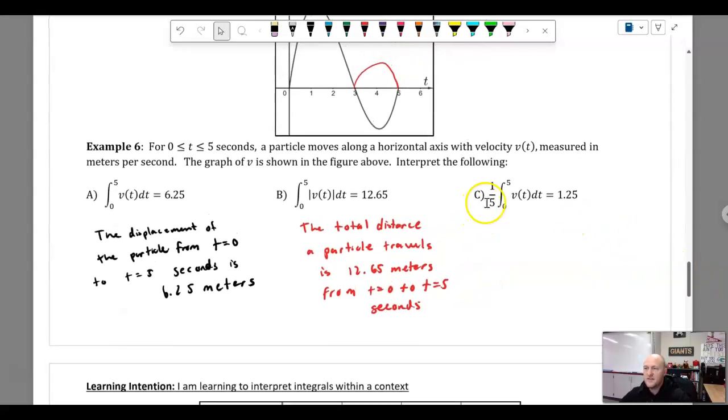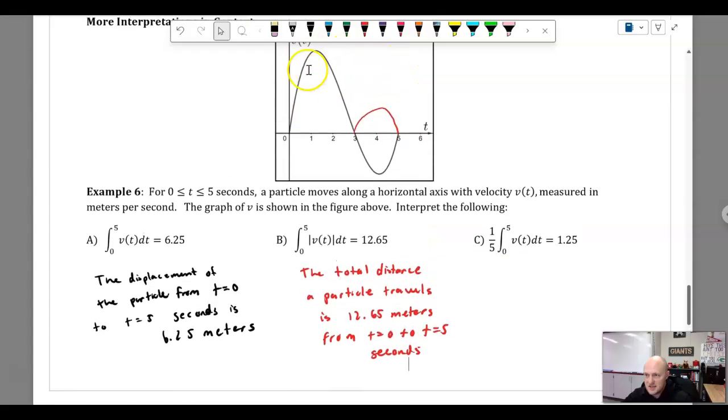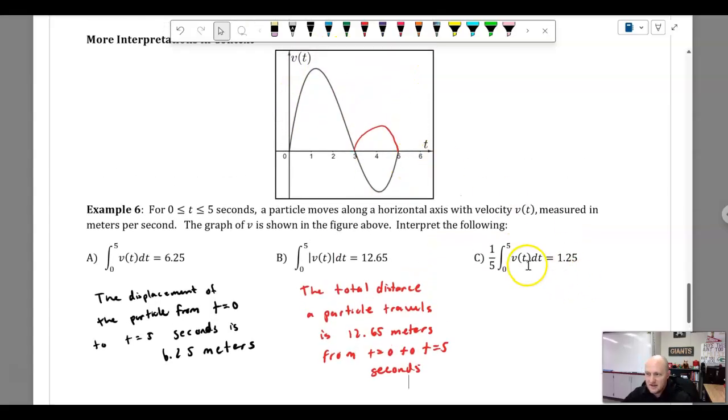And then I have this 1/5 out here. What the heck, 1/5? Well, if I take the integral of velocity, that's going to be the displacement. But if I divide by 5, you'll notice that this fraction matches the difference between your start and end point. You're dividing by your independent variable, time. So really that's taking it back to velocity, right?